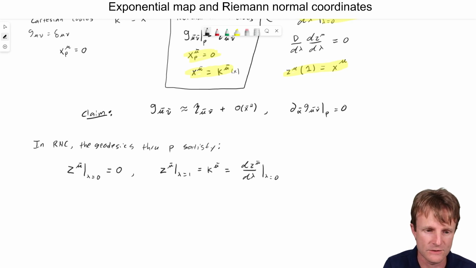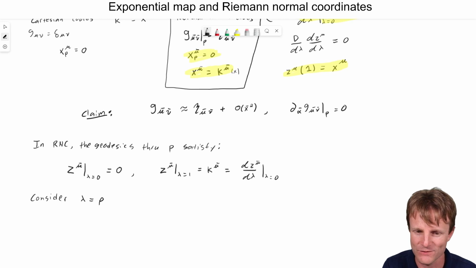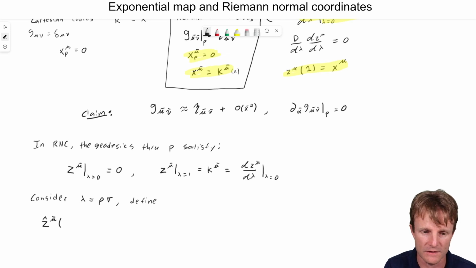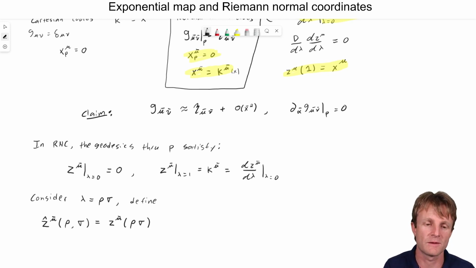And the trick is to consider a new function where instead of lambda, we write it as the product of two parameters, rho and sigma, and we define a two-parameter family of points, z hat, just to distinguish it from z, still mu bar, Riemann normal coordinates, but now it's going to depend on both rho and sigma, and it's going to be defined as the Riemann normal coordinate curve z mu of, well, where it said lambda before, we now do rho times sigma.